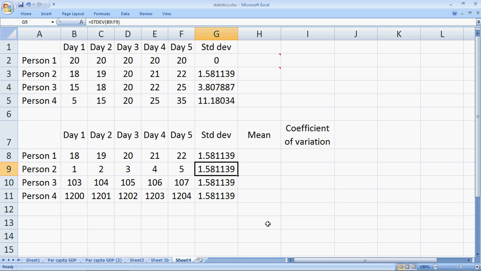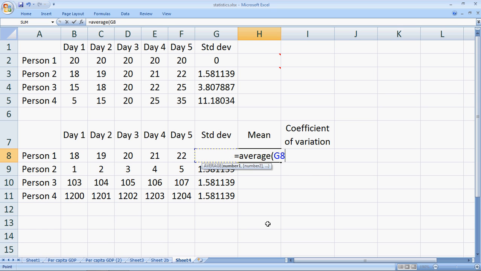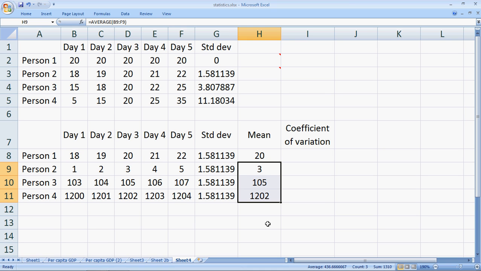Now, this could be misleading, saying that the variation in the data is the same, because if I look at the mean equal to the average of the data points and copy this formula, what we understand here is that on a mean of 20, there's a variation of 1.58 chairs. On a mean of 3 chairs, there's a variation of 1.58 chairs. On a mean of 105 chairs, there is a variation of 1.58 chairs. And on a mean of 1202 chairs, there is a variation of 1.58 chairs.